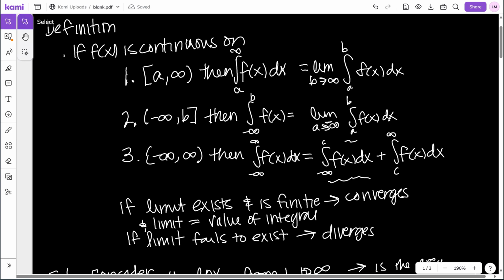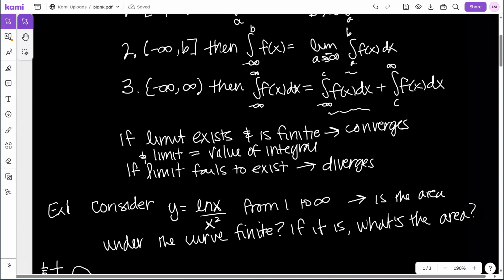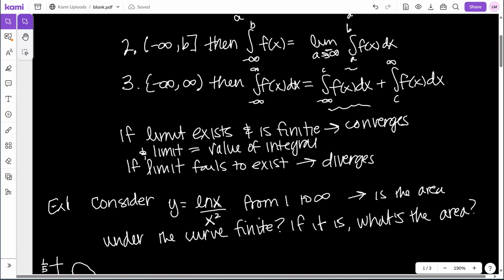All right, so if my limit exists and I get a number, it's finite, not infinite, we say that integral converges and it has a limit. And the limit is the actual value of the integral. So that just means when I do this last evaluating, if I get a number there, then that limit value is the answer for the integral, and it converges.